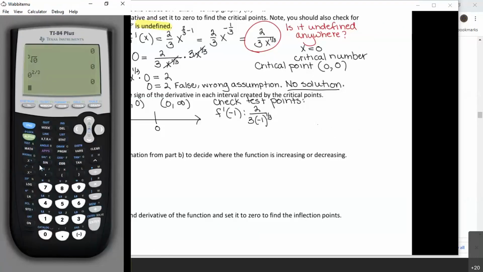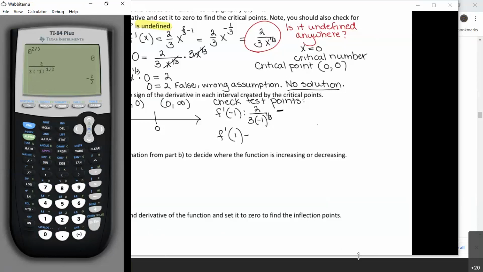Okay, and again, feel free to fire up the calculator and evaluate it. You can basically do it with alpha y equals numerator, denominator. Put your 2 up here, put your 3 down here, put in your -1, raise it to the 1/3 power, and boom, you've got a negative number. Again, I don't care what the value is, I just care it's negative. Okay, and again, I would do the same thing with the +1.